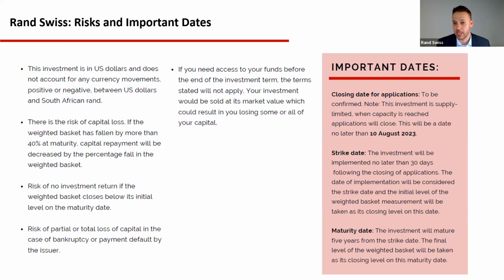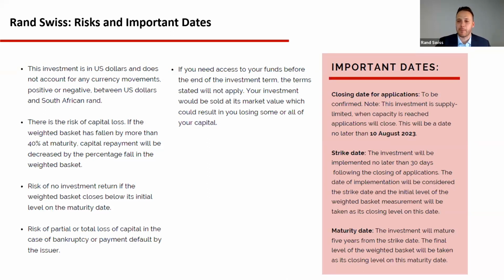But there is a risk of obviously capital loss. If the market is down 70%, you are going to be down 70% if the basket is down 70%. So, risk of no investment return if the weighted basket closes below the initial level at maturity. When I say no investment return, as in you'll get your capital back. Don't expect there to be an interest rate attached to it. If the basket is down 10% over the period, you're not going to get interest on your capital.